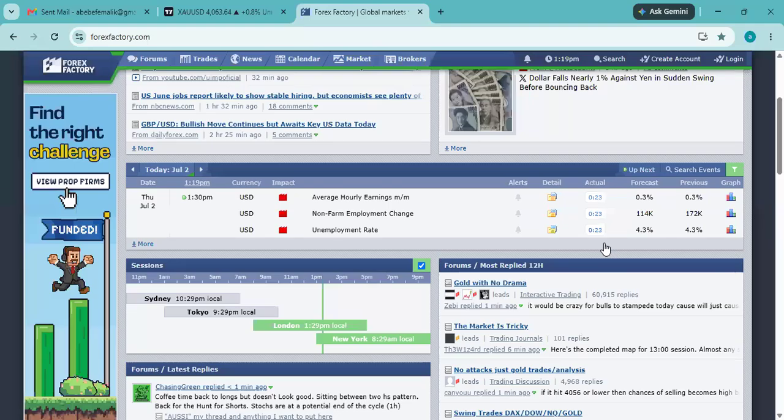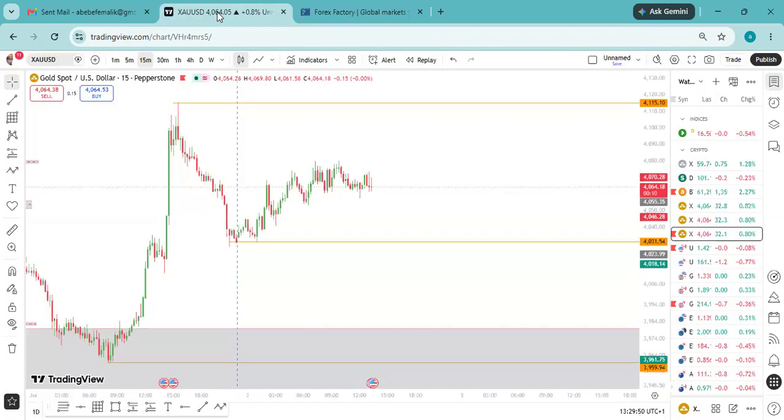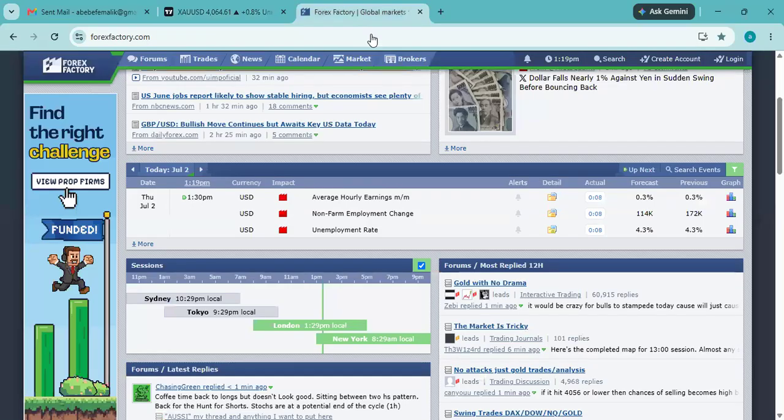And 24 seconds to go. 21 seconds, 20 seconds to go. 14 seconds. What's happening? 7, 6, 5, 4, 3, 2. Woo! It's going for the buy.